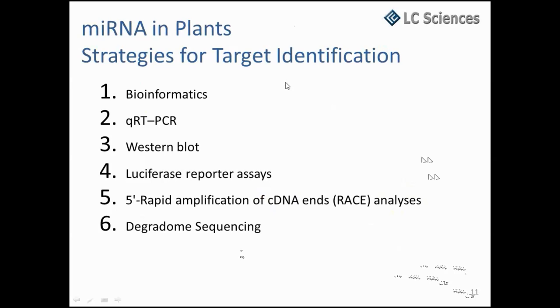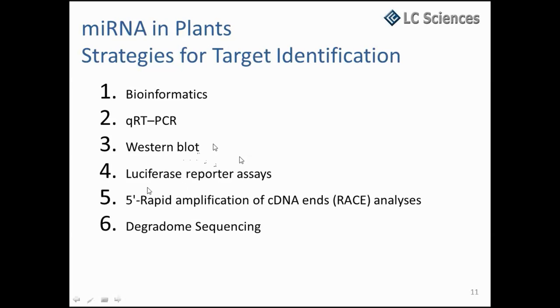And how can we define the microRNA target? There are several ways to do so. First, and the simplest, not involving any experiments, is the bioinformatics method. They just do in silico prediction. The other, a low throughput one, is RT-PCR. And also we can use Western blot to find the protein level change, using this protein method to identify the microRNA target.